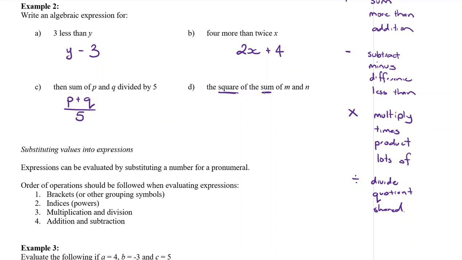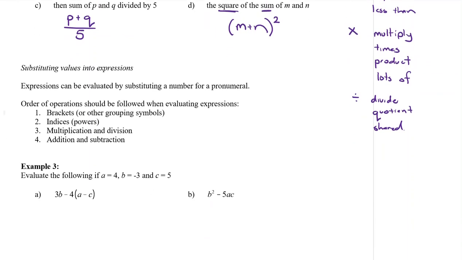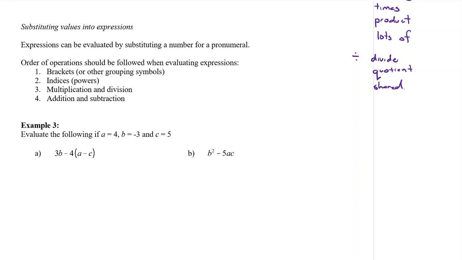I need the sum. The sum is going to be m plus n. Sum means plus. And to square that whole thing, I'm going to have to put it in brackets and put a squared out here. That was a very yucky square. Let me try again. Squared. Okay? So we've got to pay very close attention to the details of the words because they can mean very different things.